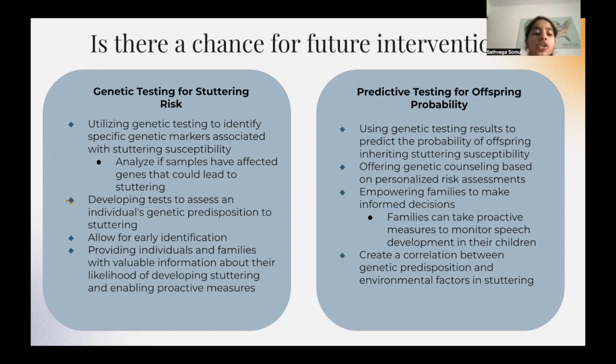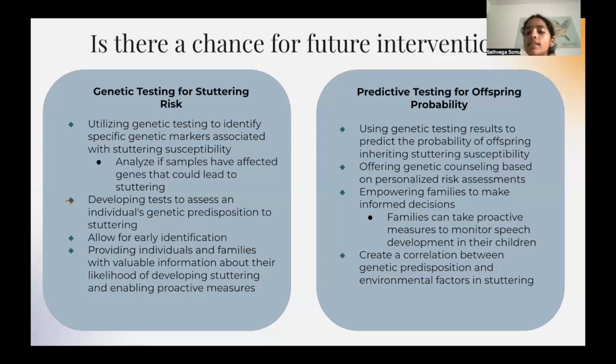We would develop tests to assess an individual's genetic predisposition to stuttering, which would also allow for early identification. This would provide individuals and families with valuable information about their likelihood to develop stuttering, as well as help them with proactive measures.